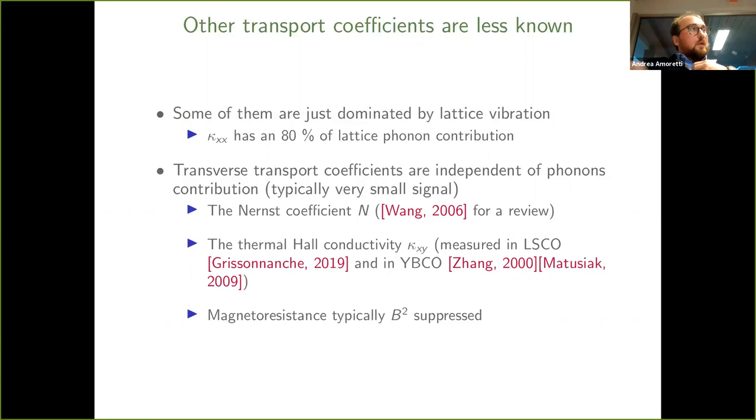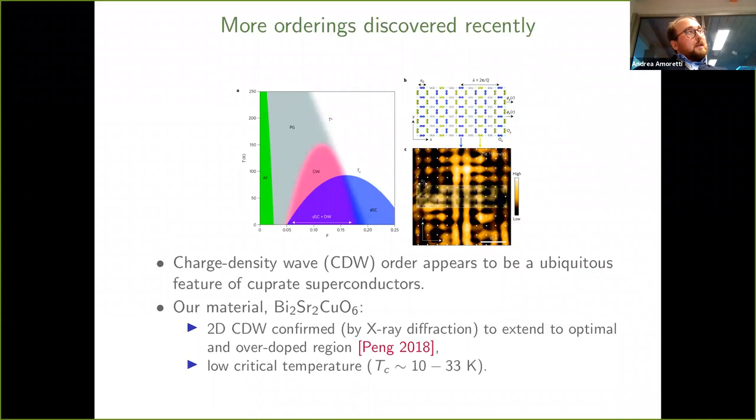There is also the magnetoresistance, which is the B squared contribution to the conductivity. This is typically very small because we are typically working in a system where the external magnetic field is the smallest scale in the system and is typically suppressed, but it's something that in principle you can measure.